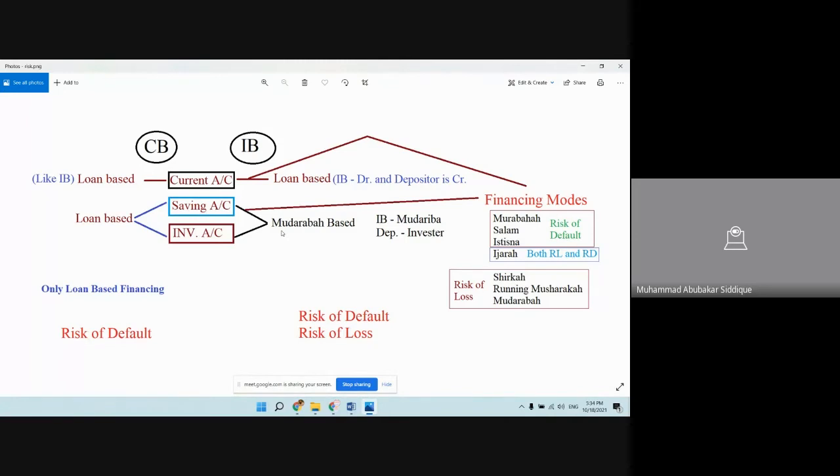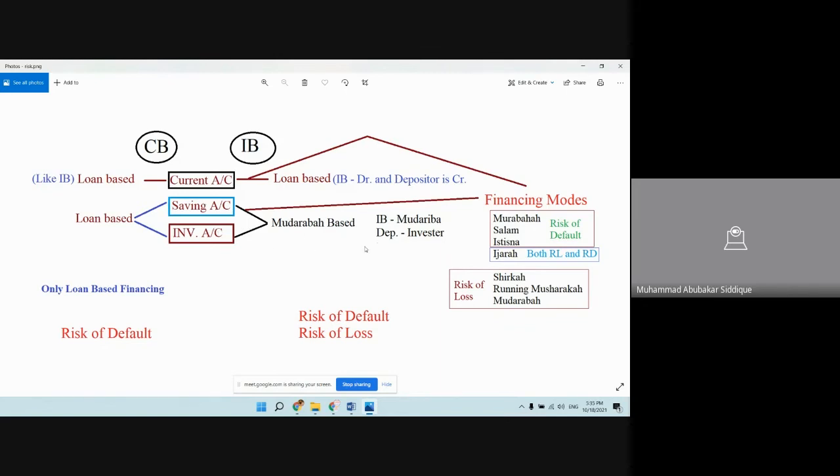So, what is the relationship between the depositor and the Islamic bank? The Islamic bank is considered the mudarib. This is just a typo error, mudarib. And the depositor is considered the investor, you can say Rabbul Mal, the owner of the capital. So this is the relationship. Whenever a client visits an Islamic bank and wants to open a saving account or investment account, he is usually provided a document, and you will find all the clauses fulfill the terms and conditions of mudarba.